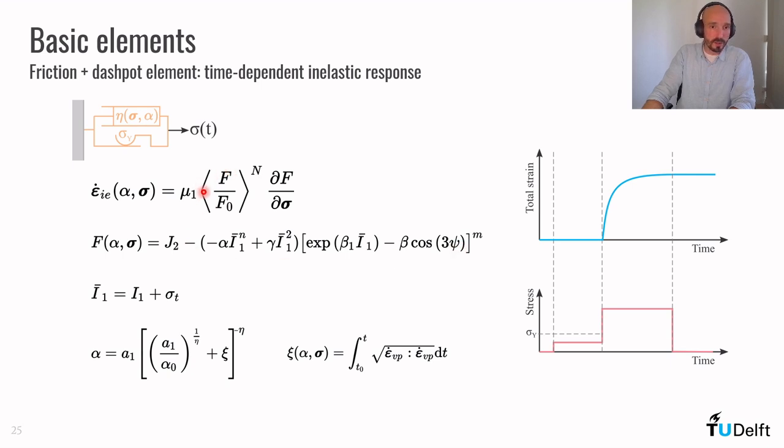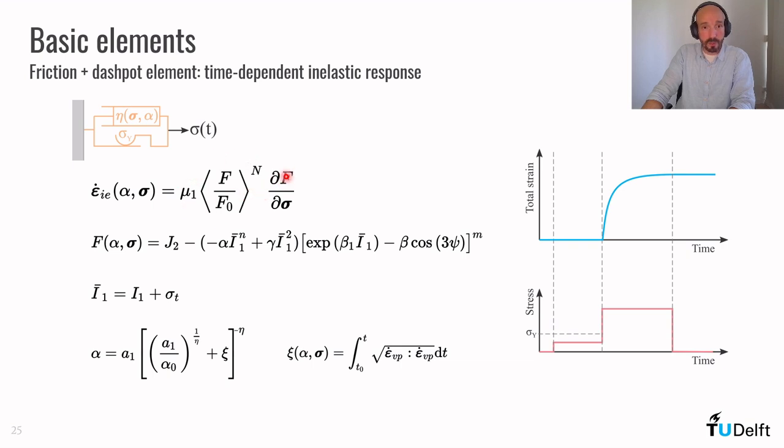These brackets here represent a ramp function. So if F is negative, those brackets will return 0. So if F is negative, this whole number here is 0. If F is positive, then it returns the value of F. Okay. And this is raised to the power n. Power n is a material parameter. And this entire number here is a scalar.